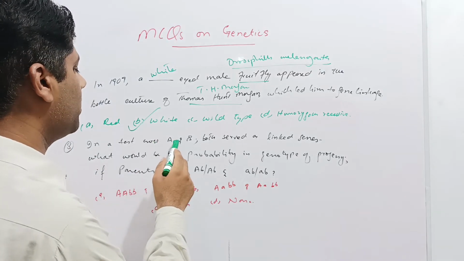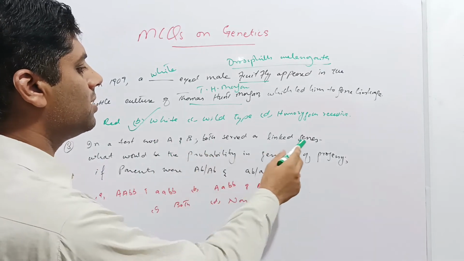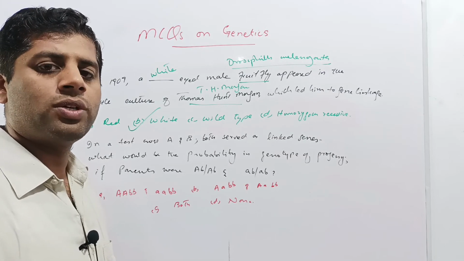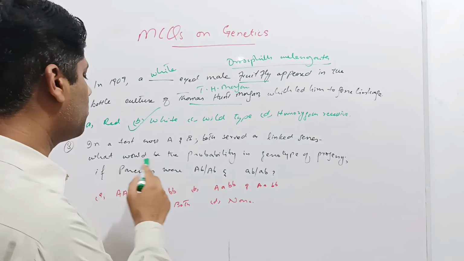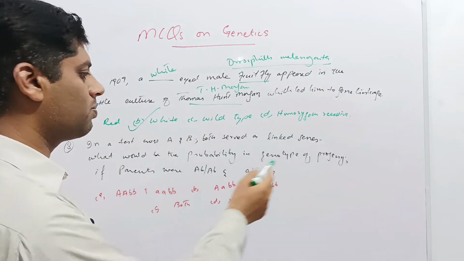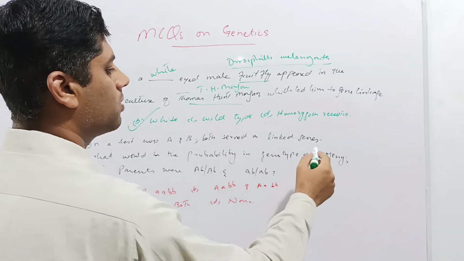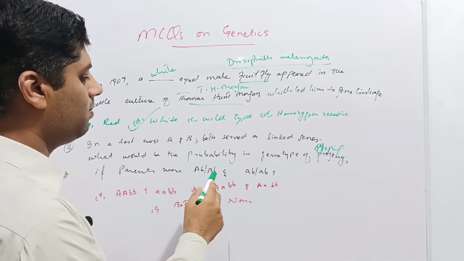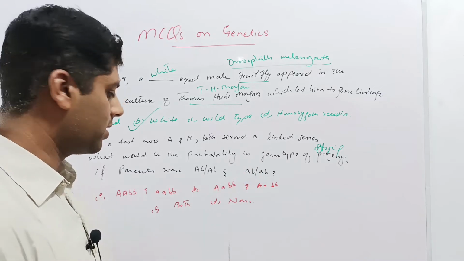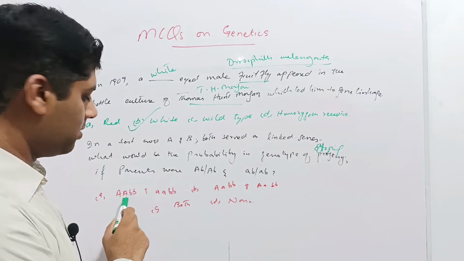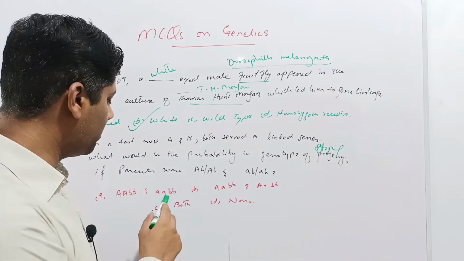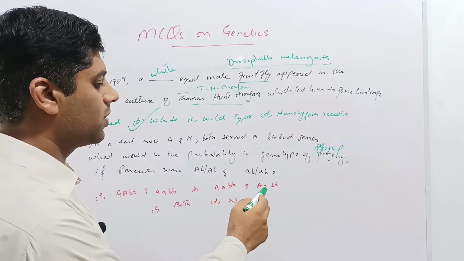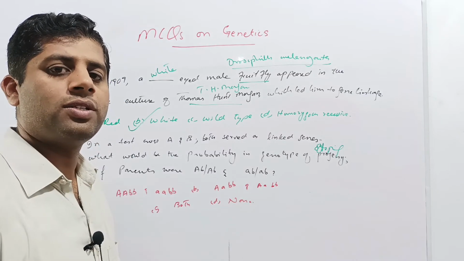In a test cross between A and B, both served as linked genes. So genes A as well as B were linked genes, transmitted to offspring simultaneously. What would be the probability in genotype of progeny? Progeny means offspring. Offspring is also called progeny. If parents were of the genome AB, AB and AB, AB. Given options are homozygous A, homozygous B, homozygous recessive A and recessive B, heterozygous A and homozygous recessive B, heterozygous A and homozygous recessive B.